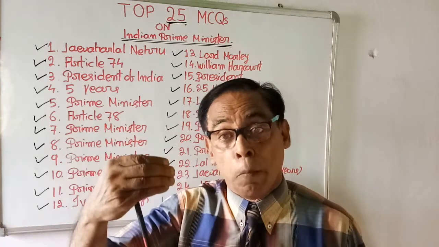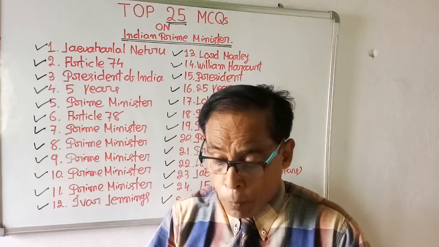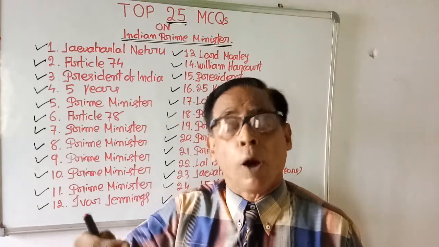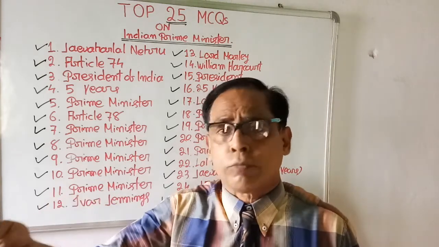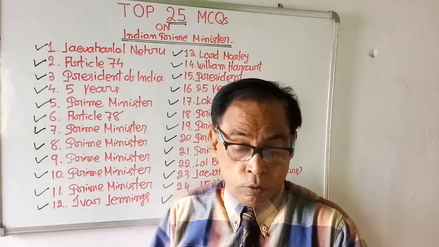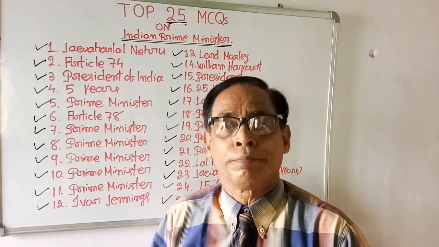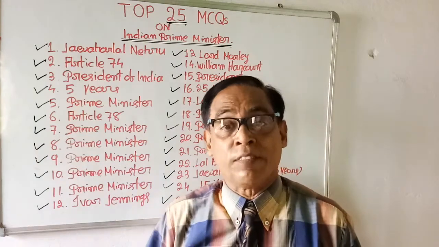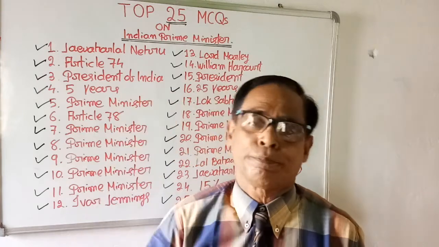Again, we'll go to the fourth multiple choice question. What is the term of the Prime Minister of India? For how many years does he come to the office? Options are 4 years, 3 years, 6 years and 5 years. The right answer is 5 years. It means the Prime Minister comes to the office for 5 years.